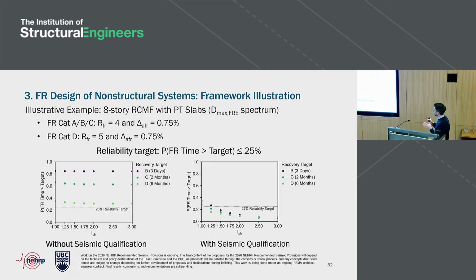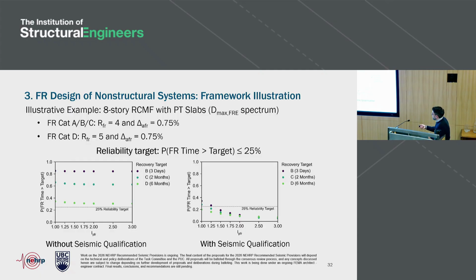This is a very simple figure, but it was very useful to us to then determine what values of IPFR to use. And again, these are figures for one building, so it's still the 8-story reinforced concrete moment frame with PT slabs evaluated at that Dmax spectrum. What we have are the RFR factors and delta AFR associated with the different recovery categories. We've assigned those, and now we're seeing how we perform at the building level with non-structural components in different ways. In the figure on the left is a series of results if you don't qualify equipment to those forces that are associated with FPFR, and on the right if you do.